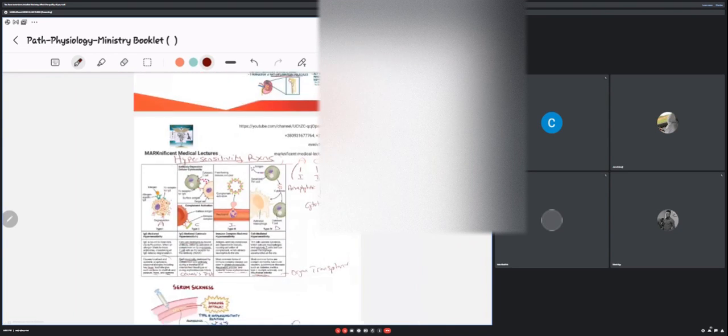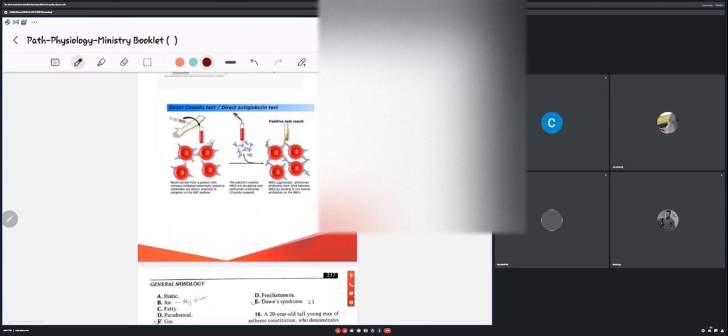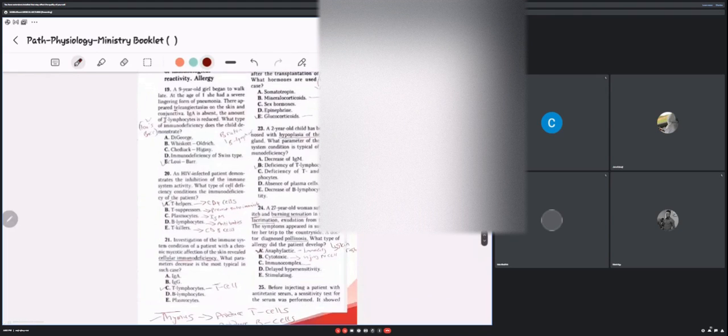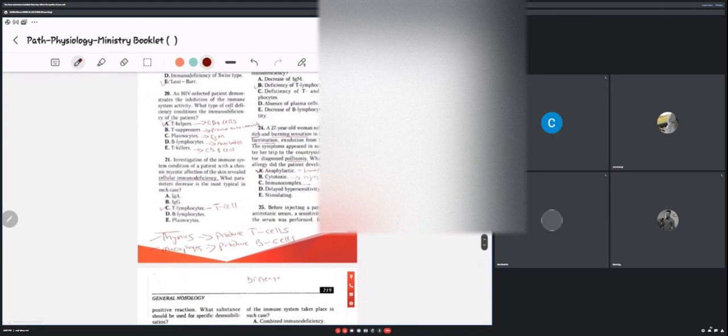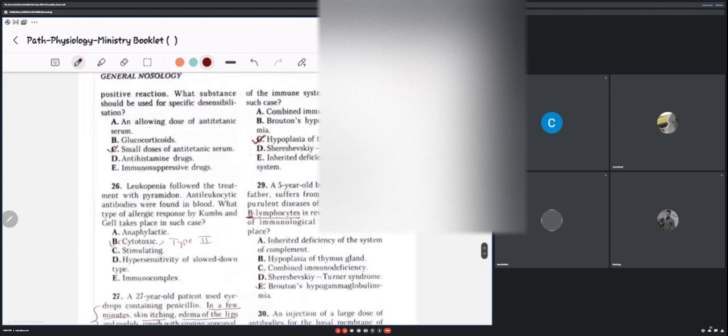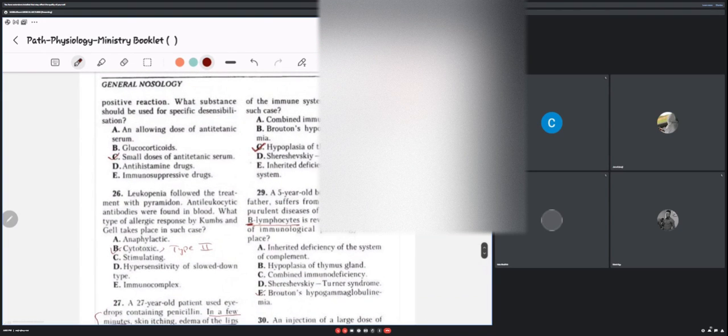So why did we go for cytotoxic in that first one? Because that question was referring to the actual blood test that was carried out. Treatment was followed when anti-leukocytic antibodies were found in the blood. So antibodies found in the blood were now bound. This suggests that the Coombs test was carried out. That's why it is under cytotoxic.